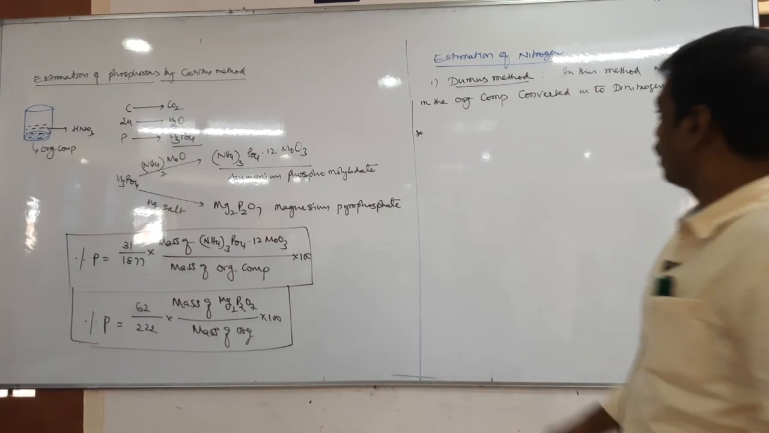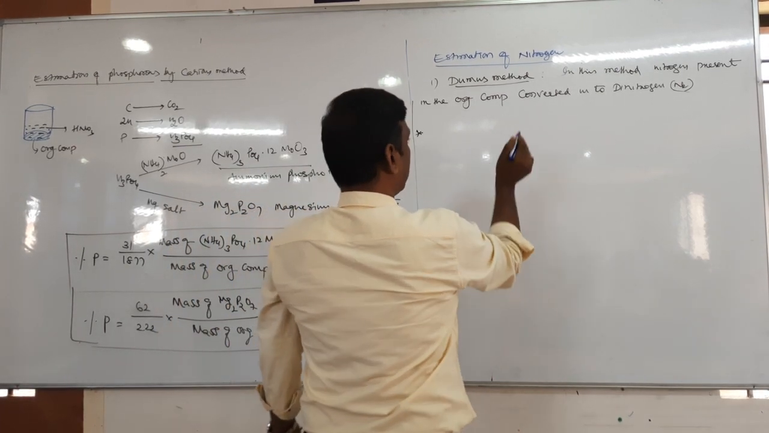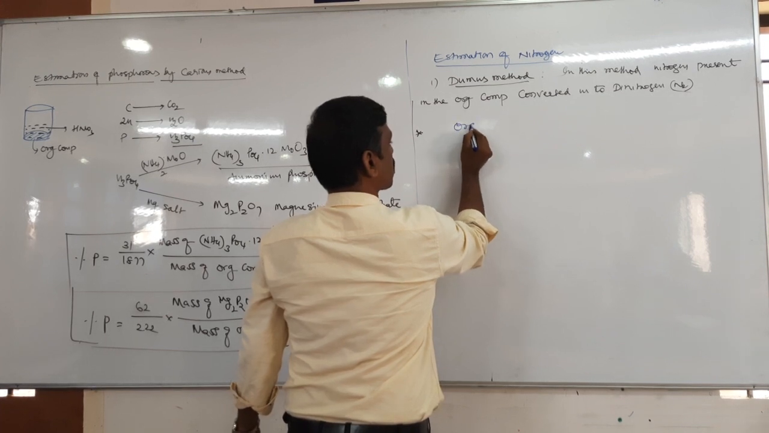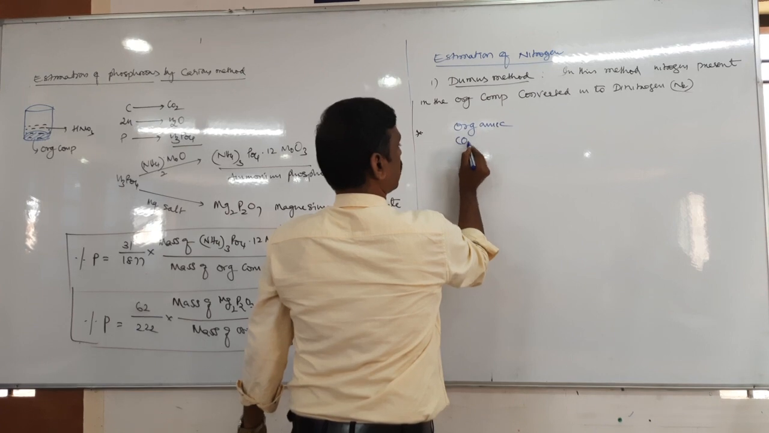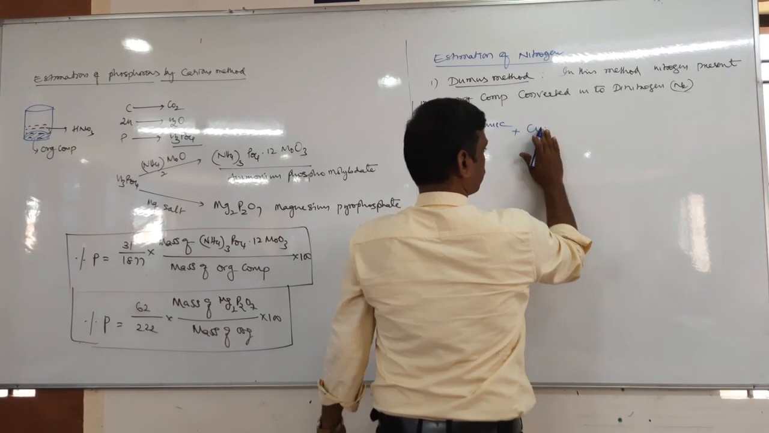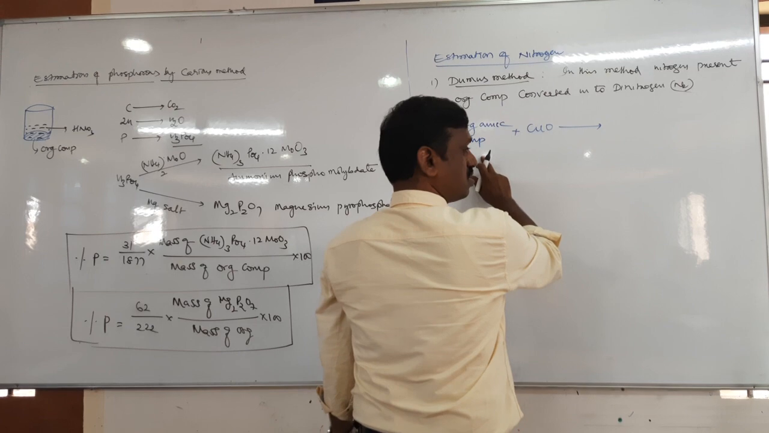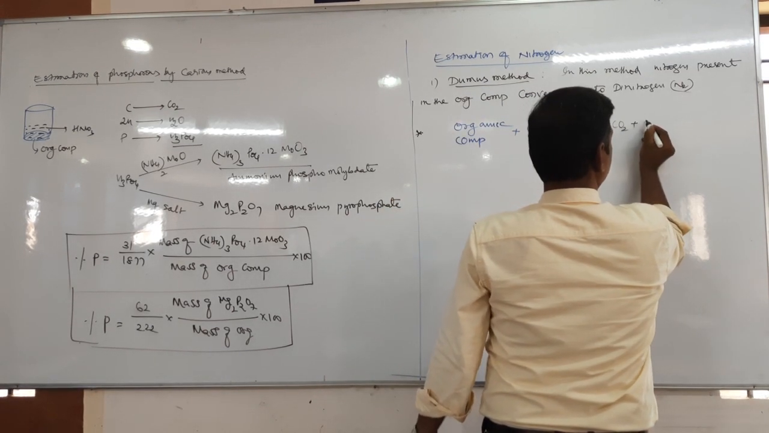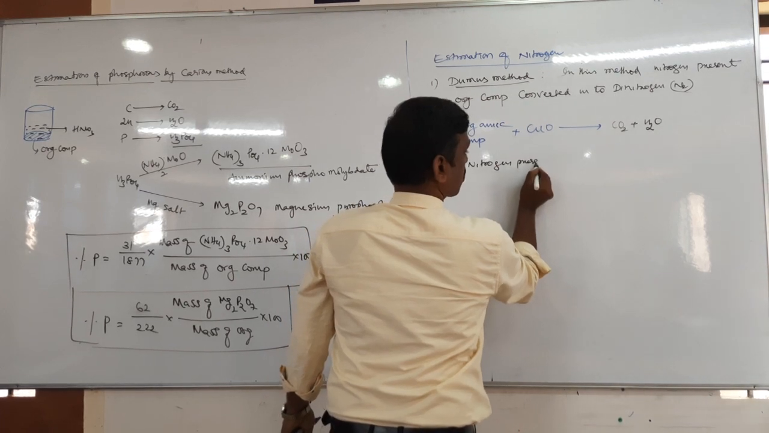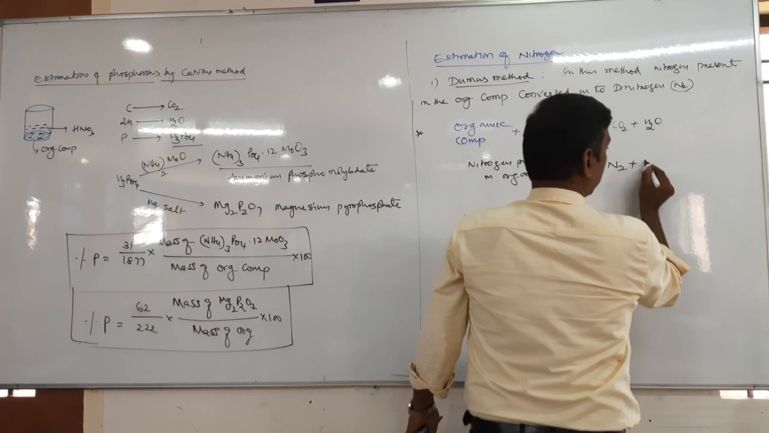Okay, so write it in a short way. In this method, a known mass of organic compound is heated with copper oxide, which oxidizes carbon to carbon dioxide, hydrogen to water, and even the nitrogen present in the organic compound converts into what? N2 gas plus oxides of nitrogen.